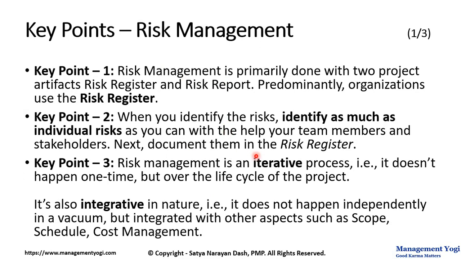Key point 3. Risk management is an iterative process. That is, it doesn't happen one time, but over the life cycle of the project. If the project is having multiple phases, in every phase of the project, risk management will happen throughout the phase of the project. Iterative also means risks can be detected at any point of time in your project. And when it is detected, you have to again go through the processes or the steps to identify, qualify, quantify, plan for risk responses, and again monitor those risks.